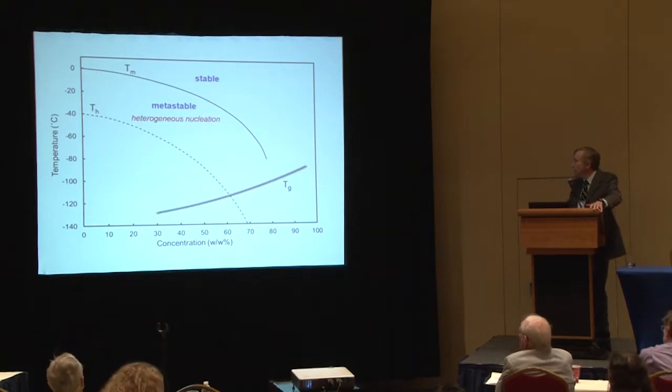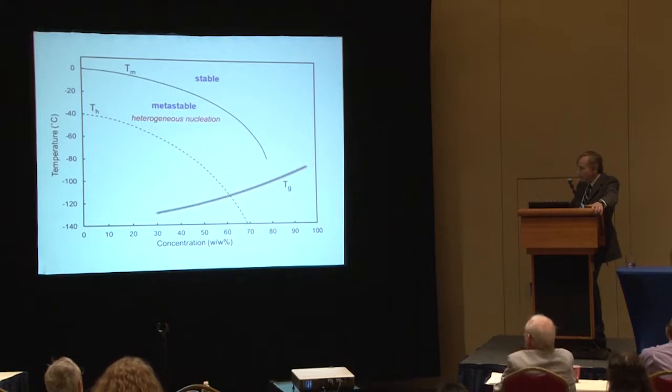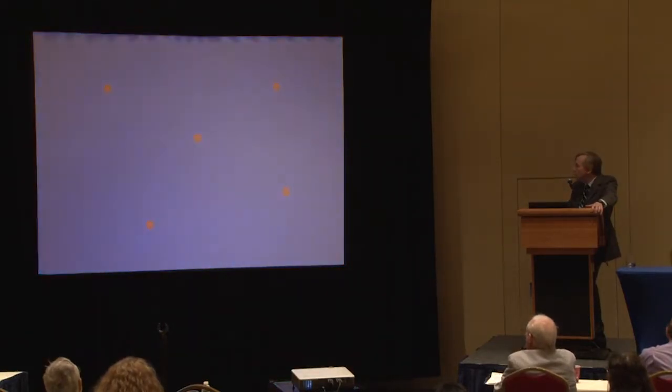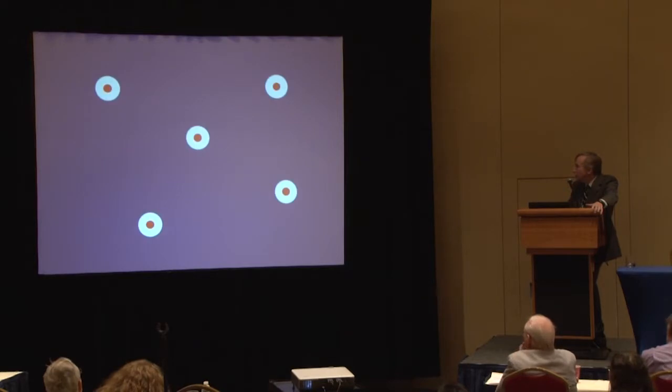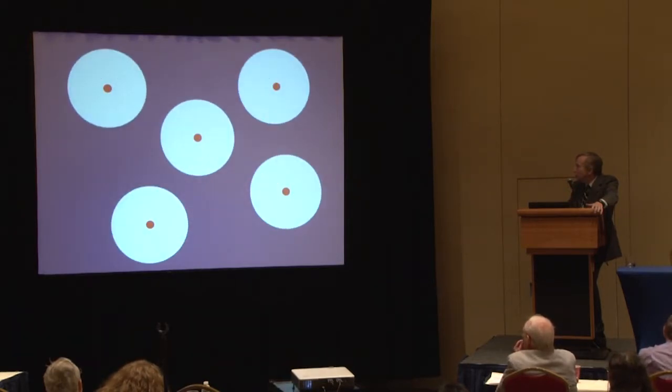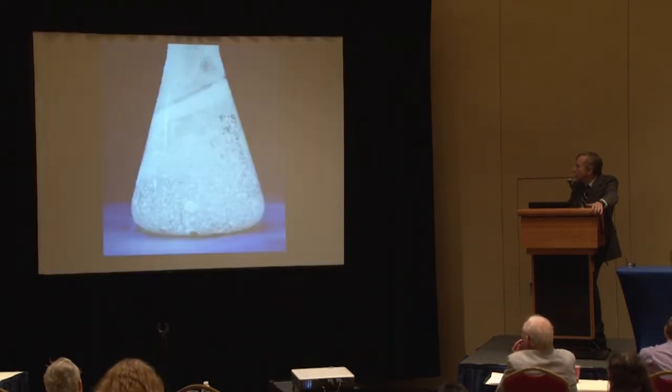So consequently, this region of the phase diagram is metastable. And the only way ice can form in this metastable region is through a process called heterogeneous nucleation, where impurity particles in the solution act as a template on which ice begins to form. Schematically, heterogeneous nucleation looks like this. You have your solution, and then you've got these impurity particles and surfaces in the solution on which ice nucleates and then grows.